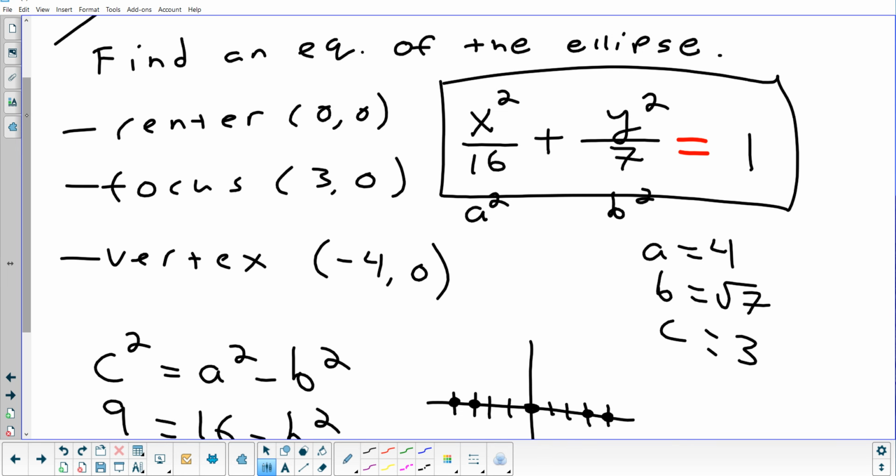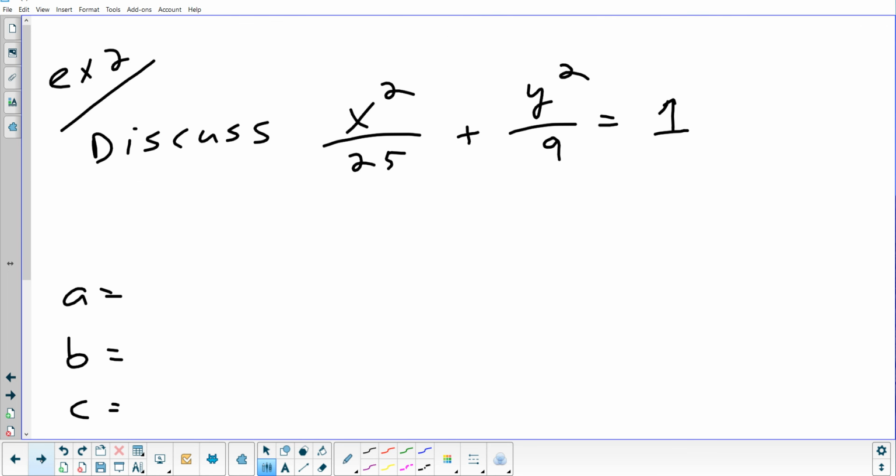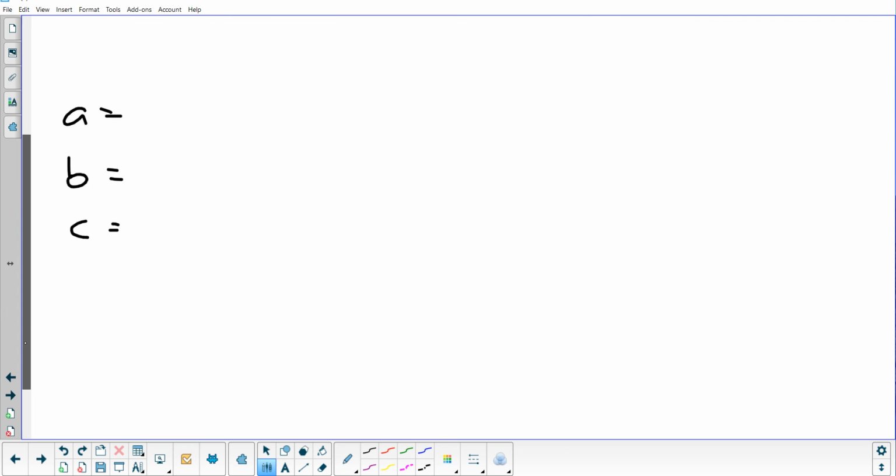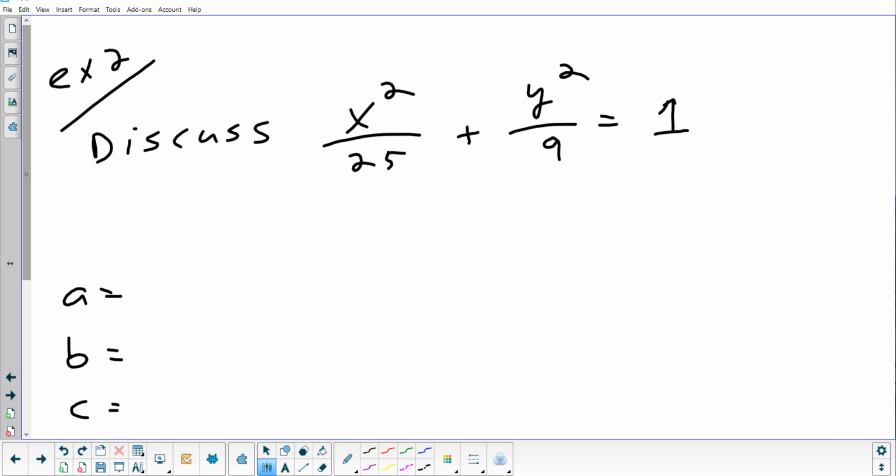Any questions on any of the choices we made or the numbers that we got in this problem? All right, so now the next one, I'm going to give you the equation. So you'll start with that, and I want you to discuss it. So remember, discuss means you basically have to find 4 things. What are the vertices? What are the foci? Which way does the major axis go? And where's the center? Those are the 4 things I want to know.